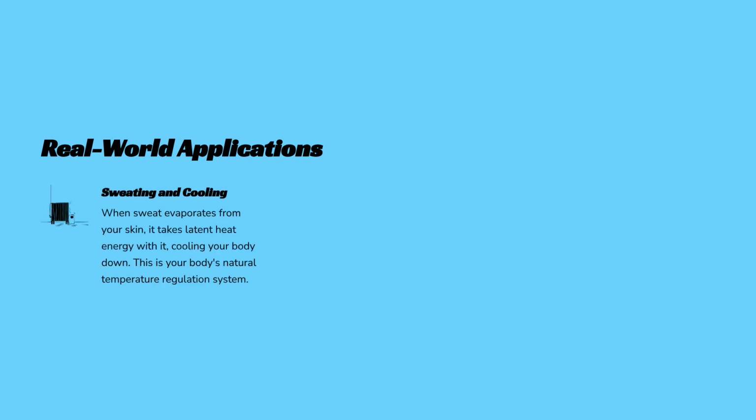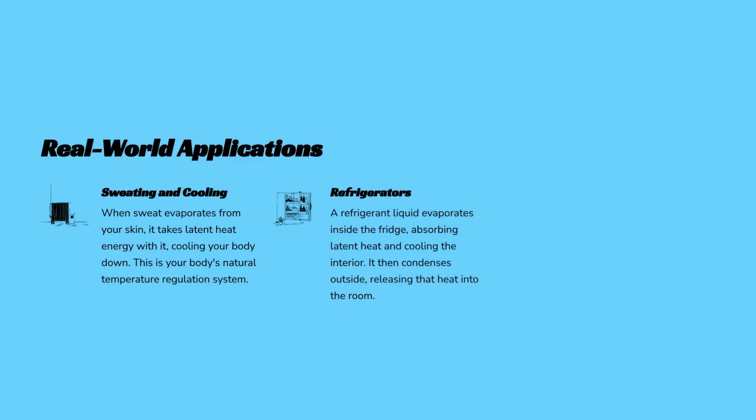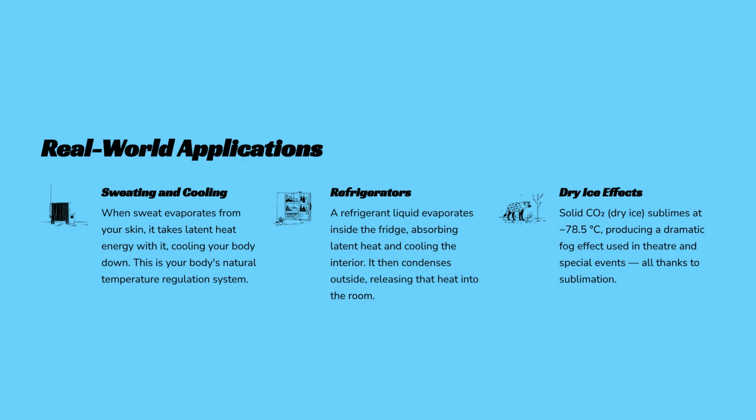Let's look at real-world applications. Sweating cools the body because evaporating sweat absorbs latent heat from your skin. Refrigerators use a refrigerant that evaporates to absorb heat inside and condenses to release it outside. Dry ice sublimes at low temperatures, creating dense fog for theatrical effects.